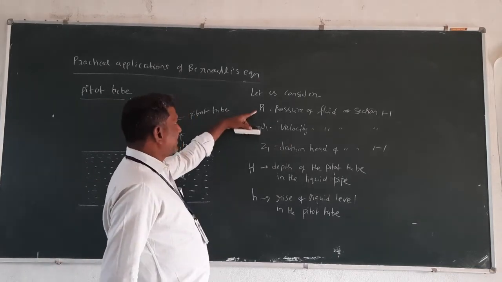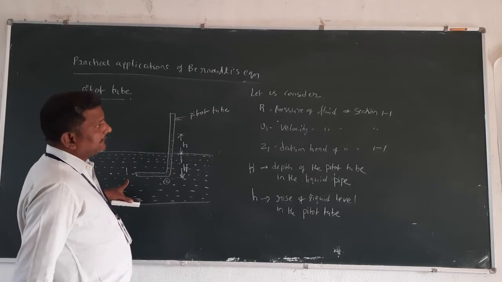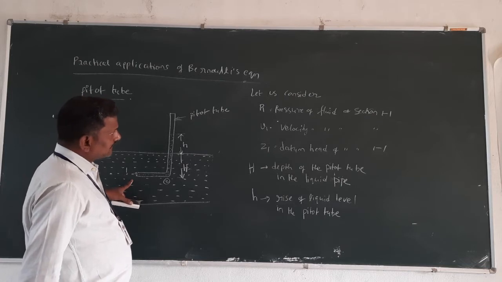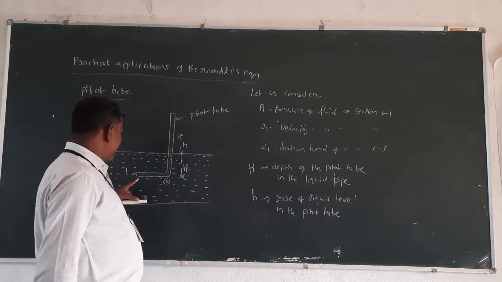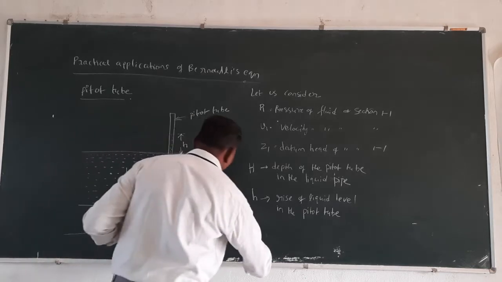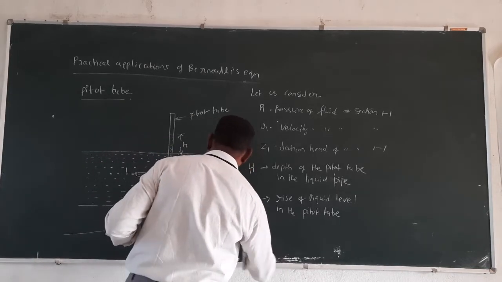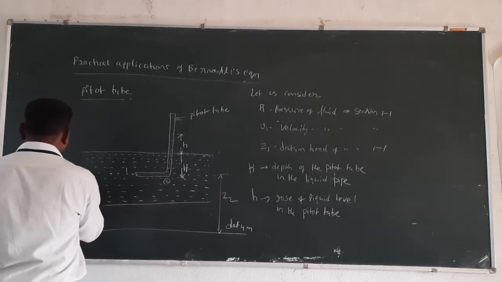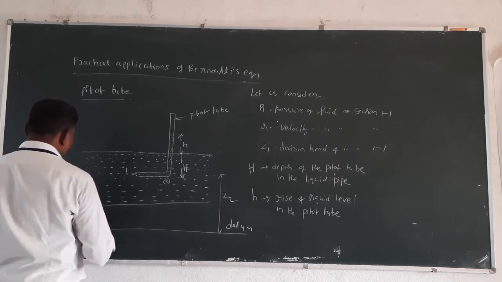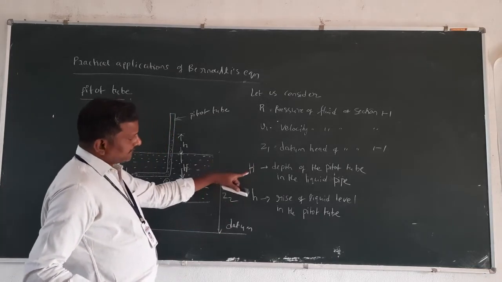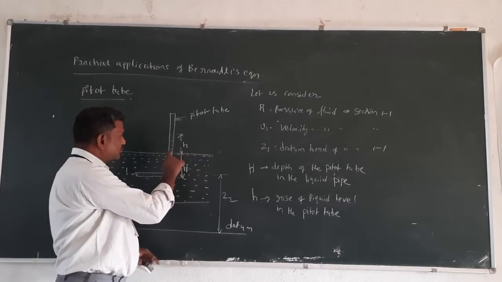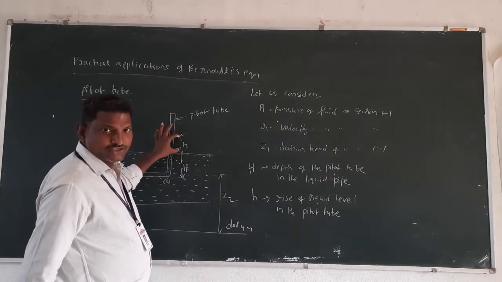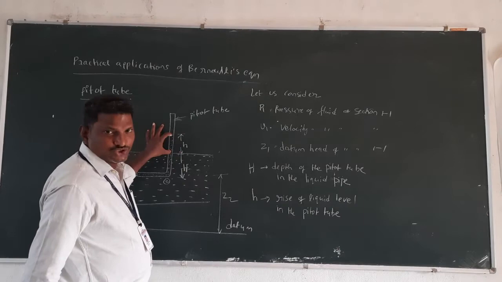Let us consider P1 is the pressure of the fluid at section 1, V1 the velocity of the fluid and Z1. If you consider one common datum, this will be the height Z2 and this will be Z1. And capital H is the depth of the PITOT tube in the liquid. Small h is the rise of the liquid in the glass tube.